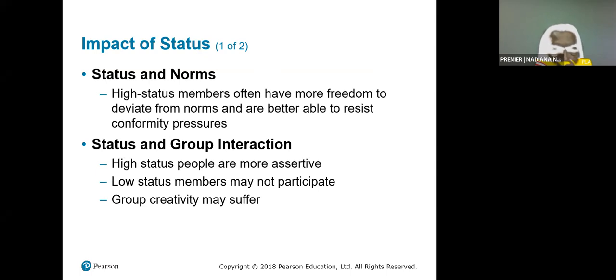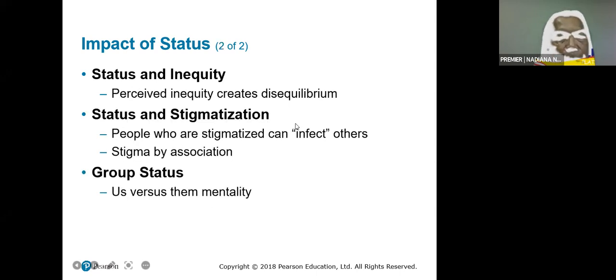Status and group interaction: with high status, people are more assertive, more disciplined. Low-status members may not participate, and group creativity may suffer. Impact of status also: status and equity. Perceived inequity creates disequilibrium. You must avoid inequity because it produces disequilibrium in organization and society.